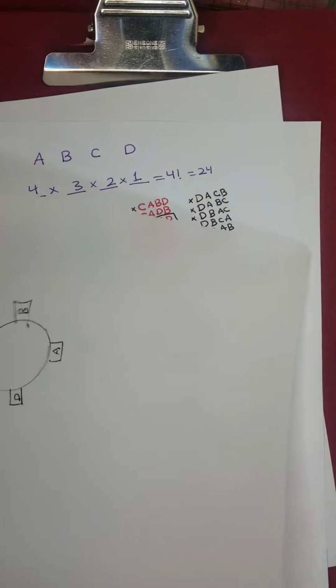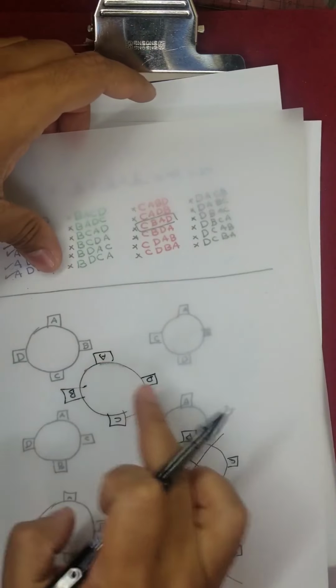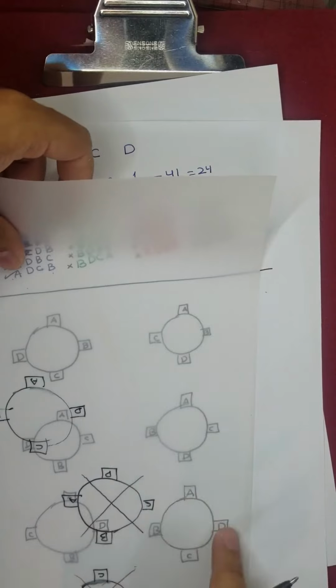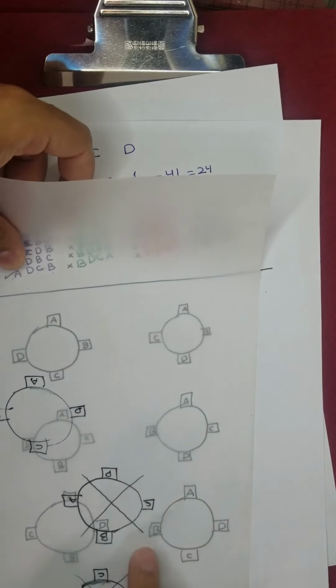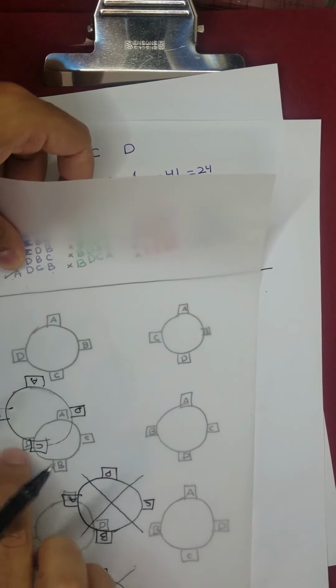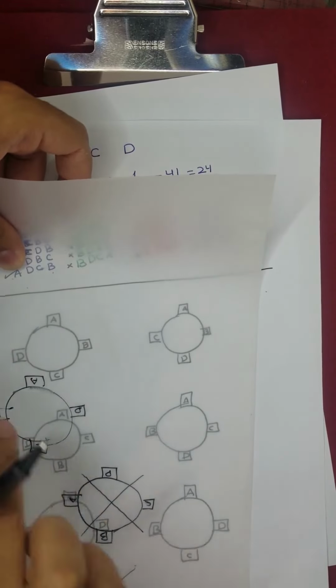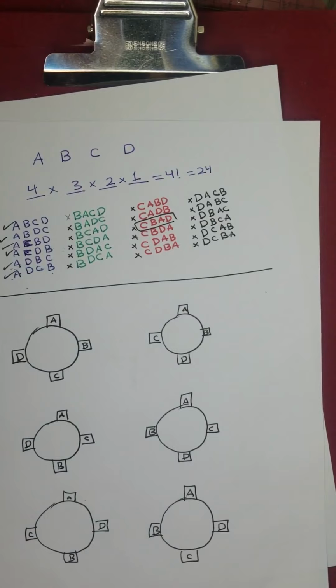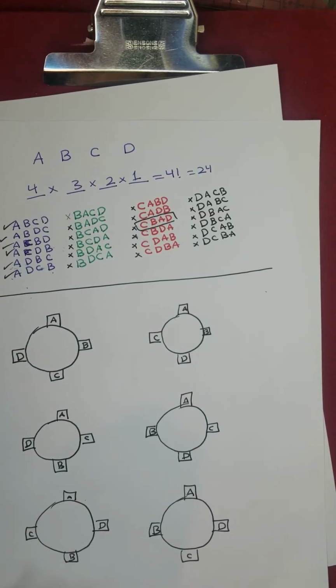Let's rotate it now. It's ADCB. A is here, D is here, C is here, and B is here. This one is the same as this one, so it's rejected.